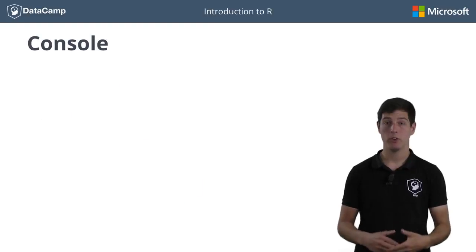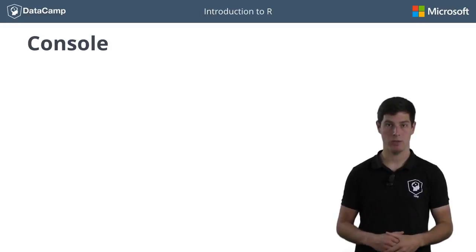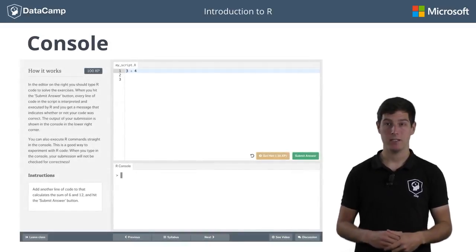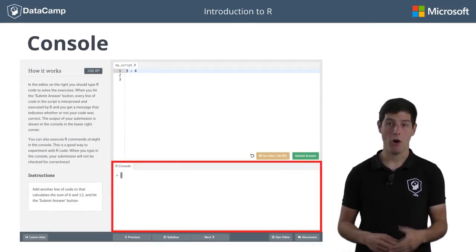One of the most important components of R, and where most of the action happens, is the R console. In DataCamp's interactive exercises, the console will be your companion during your entire learning journey. It's a place where you can execute R commands. You simply type something at the prompt in the console, hit enter, and R interprets and executes your command.